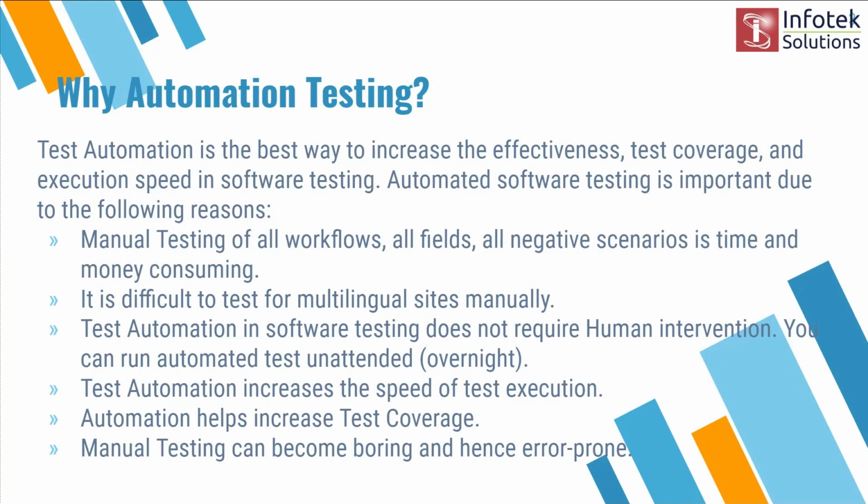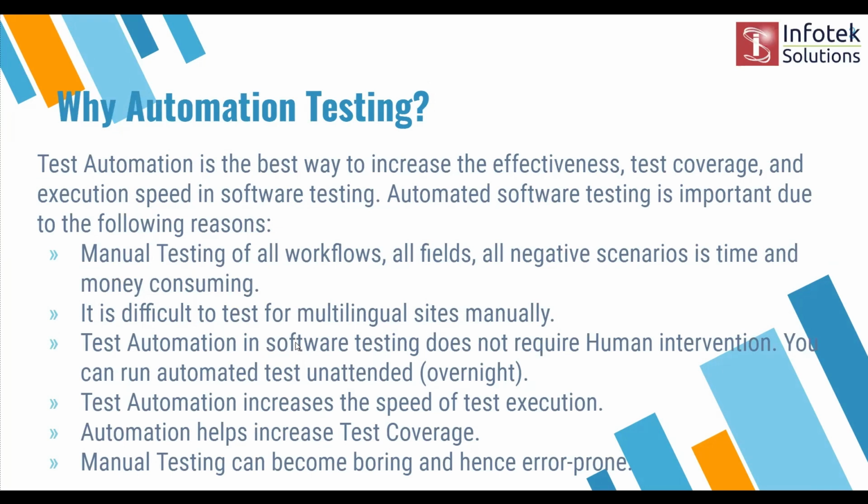Again, test automation in software testing does not require human intervention. You can run automated tests unattended. So basically here, you don't need to go and work as a human. Here, the code comes into use. The automation process is performed through code, so everything is through coding. Test automation increases the speed of test execution. Automation helps increase test coverage. And manual testing can become boring and hence error prone.